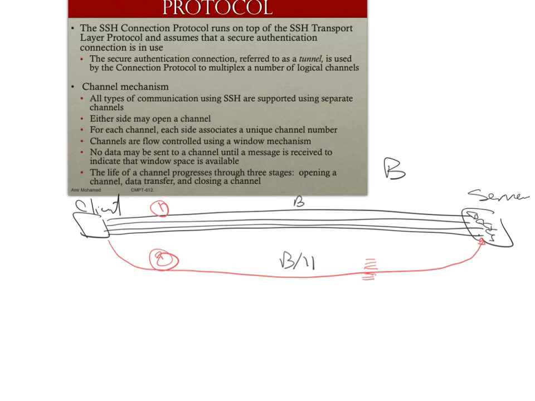So all the bandwidths of all these connections will be B over 11, which means that technically, when I use TLS, for example, with 10 different connections, I have tapped into 10 times the throughput of SSH. Okay? That's a big advantage. Right?